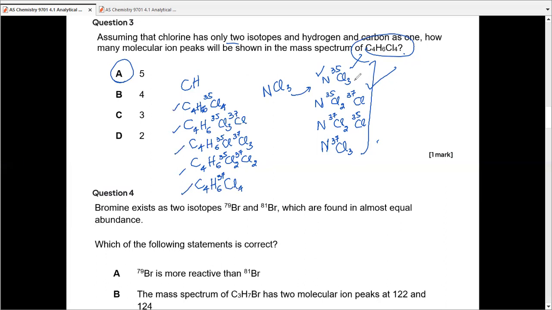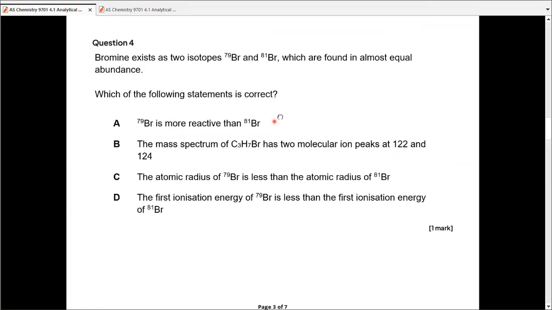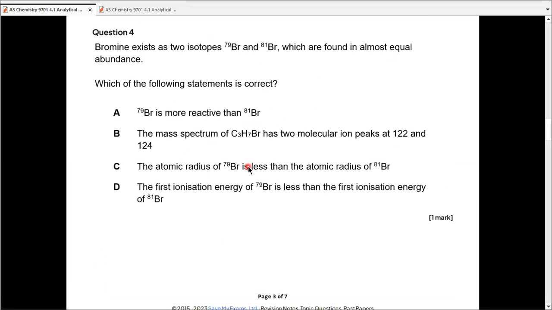If there were three, all three can be 35 or all three can be 37, or two of them can be 35, one can be 37, or two can be 37, one can be 35. We can do the same with four chlorine atoms. It's just that the calculation gets a little bigger. Make sense? Good. You need to try these kind of questions more so that you can come up with the possible scenarios. Okay, next one. Question number 4.